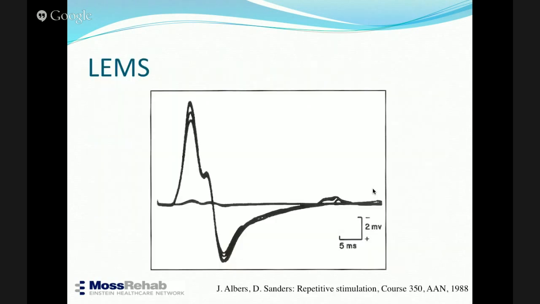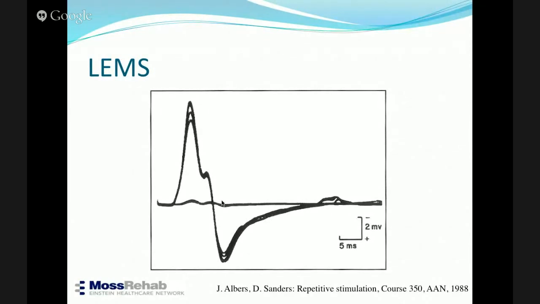Now, this is from the myasthenic syndrome patient. If you look at the baseline response, the response at the bottom is a very tiny response. That is because there is not enough calcium being produced within the cell, within the end plate zone, for release of the acetylcholine. You need calcium to bind to the membrane to release the acetylcholine into the neural cleft.